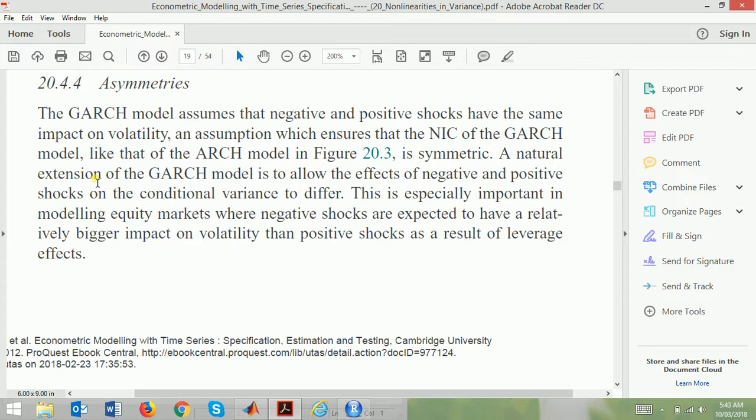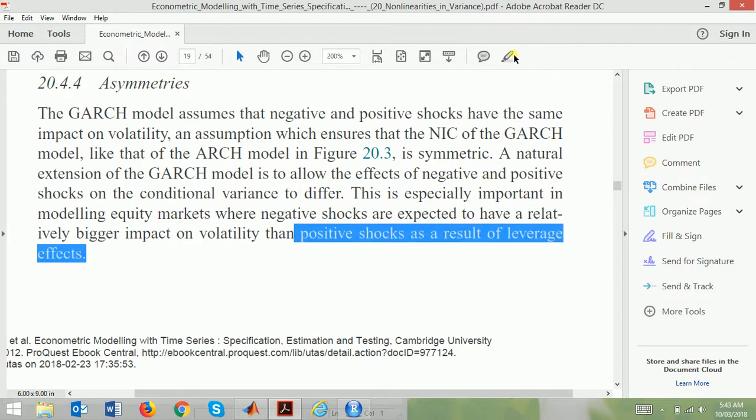A natural extension of the GARCH model is to allow the effects of negative and positive shocks on the conditional variance to differ. So now we are able to single out the negative and the positive separately. This is especially important in modeling equity markets, where negative shocks are expected to have a relatively bigger impact on volatility than positive shocks as a result of the leverage effect. Beautiful information, right? So now we're going to talk about asymmetry.